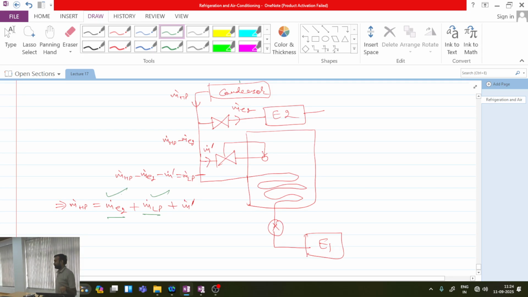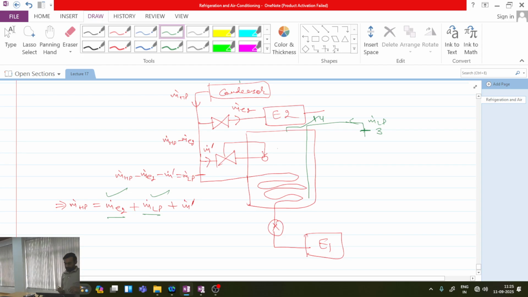What is left? m dash. How to calculate m dash? For calculating m dash, I have to draw the other part also. So from here, m dot LP mass will come, and it is coming after the subcooler. So state 3, then it will be entering into the intercooler, and from here it will be coming out as state 4. Okay, and what will state 4 include? State 4 will include this m dash mass plus m dot LP, because m dot LP is also coming from it.